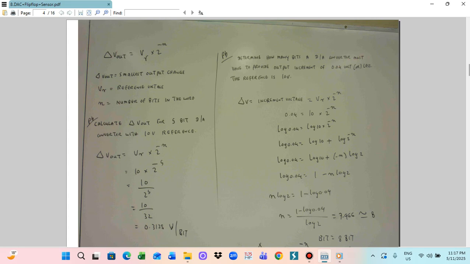This lesson is about the digital to analog converter, so we can change the digital signal to analog.